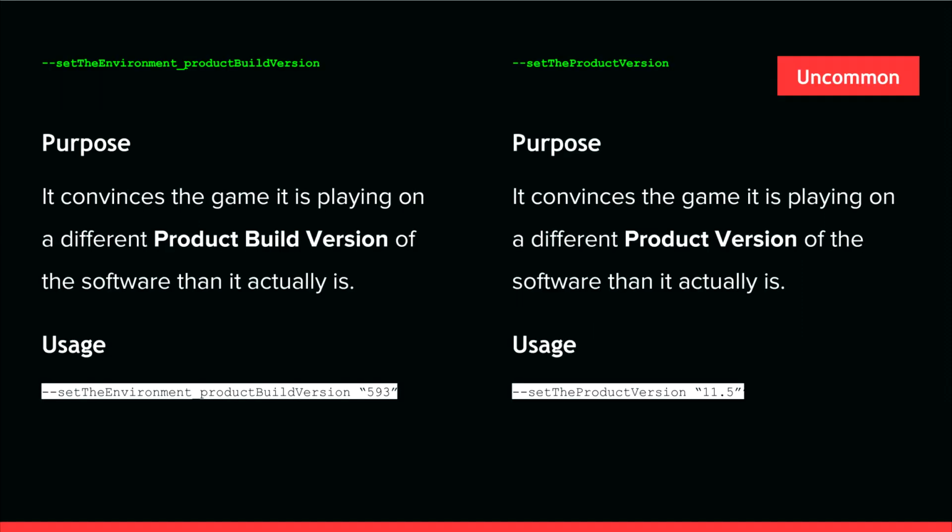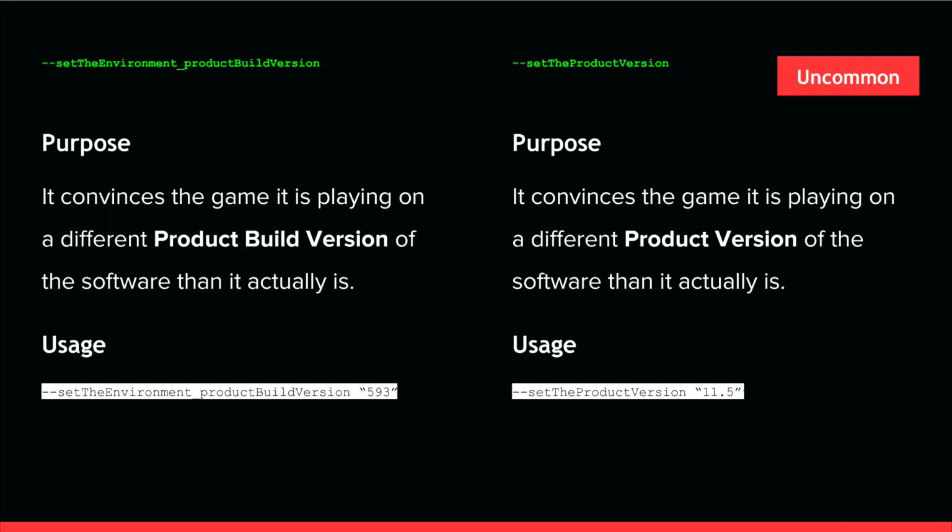The next argument is --set the environment _ product build version. This allows you to convince the game it is playing on a different product build version of the software than it actually is. Alongside it is set the product version, which allows you to convince the game it is on an entirely different software version altogether.